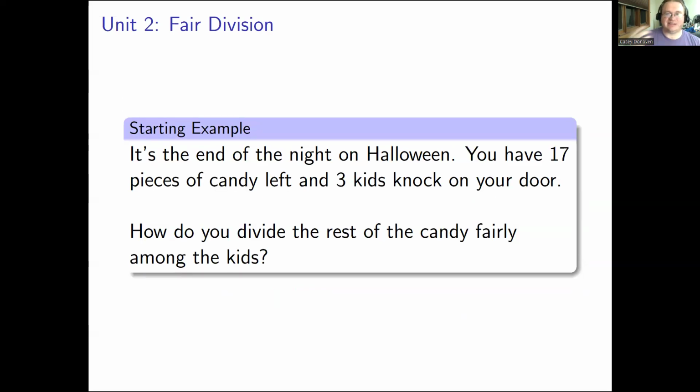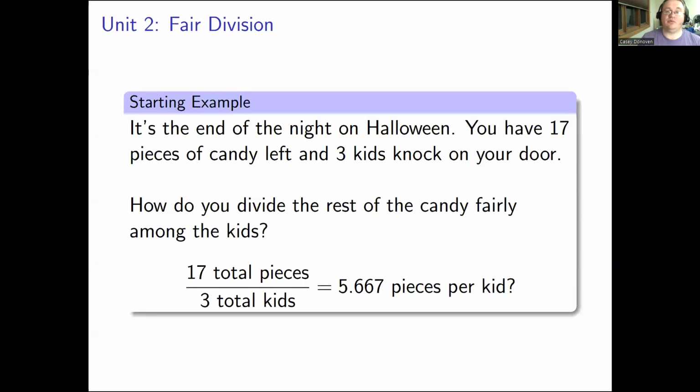However, we could imagine a slightly different scenario where we have 17 pieces of candy. And now those 3 kids knocking on our door, we have to divide up those 17 pieces of candy amongst those 3 kids. This is slightly harder because 17 is not divisible by 3. So if we try to plug that into a calculator, 17 divided by 3 would be 5.666 forever. And it would be hard to give out that 0.6 piece of candy unless we're willing to break the candy apart and give chunks of candy. This is just going to be a messy situation.